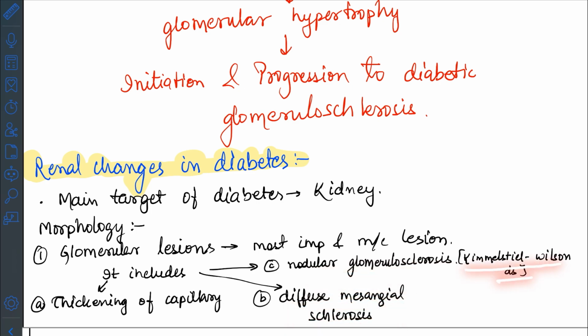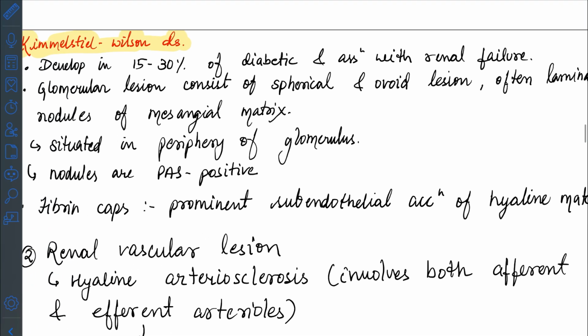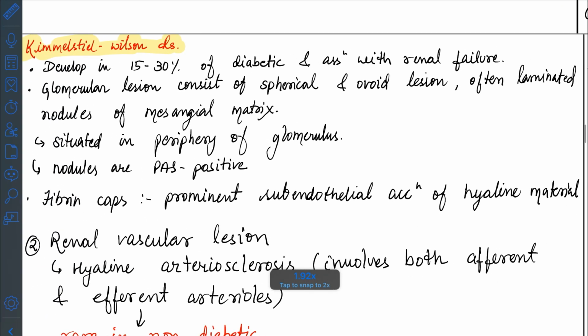We'll see Kimmelstiel-Wilson disease here, a bit about it. You can actually get short notes on this topic in your university papers. So, Kimmelstiel-Wilson disease develops in 15 to 30% of diabetics, and it is associated with renal failure. The glomerular lesions seen here consist of spherical and oval lesions. They are often laminated nodules of mesangial matrix situated in the periphery of the glomerulus. The nodules are PAS positive.